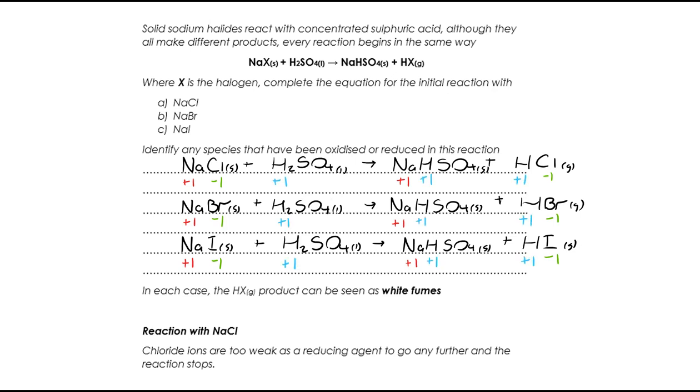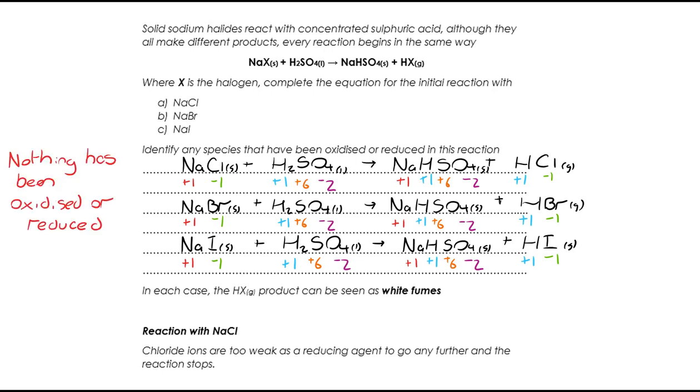So let's move on and take a look at the hydrogens. They're all +1 in every single circumstance. The S's remain +6 if you work out the oxidation state of them. And just to double check, we're going to go to the oxygen as well. The oxygens have all remained -2. Nothing has been oxidized, nothing has been reduced. And that will always be the case in stage 1 of this reaction.